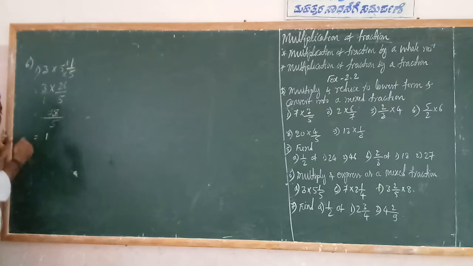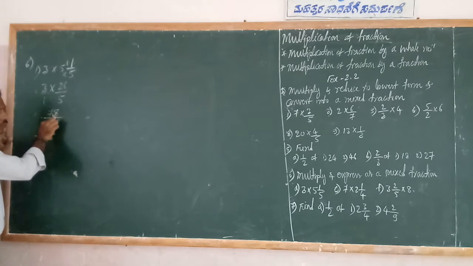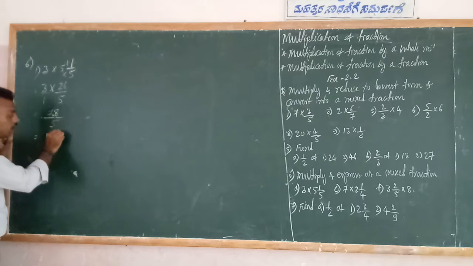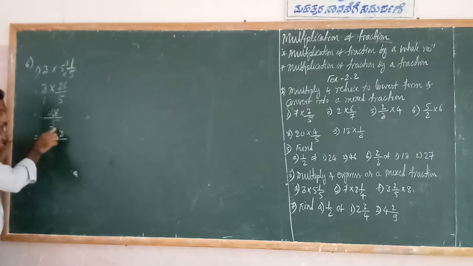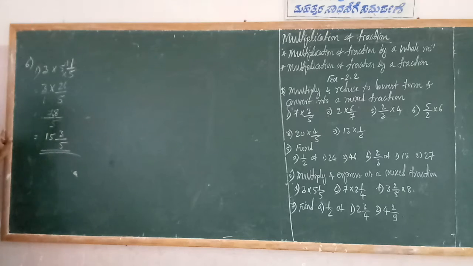Correct? 5 ones are 5, remaining 2. What has become? 28 has become. So 5, how many are 28? 5 5s are 25. Here 28 is there. This product is 25. 28 minus 25, what is the remaining? 3. 3 you have to write in the numerator. Denominator what is there? 5. So 15 3 by 5. Okay.